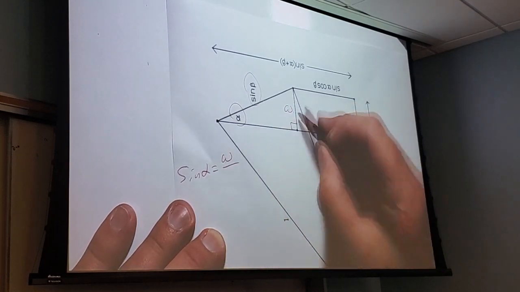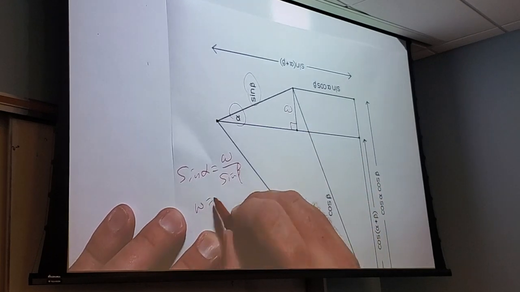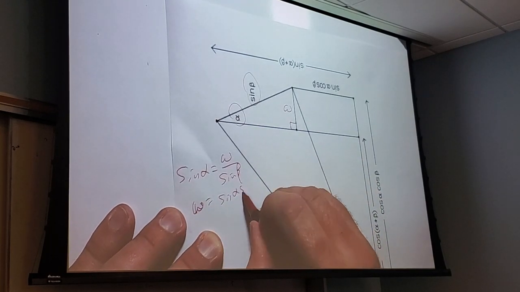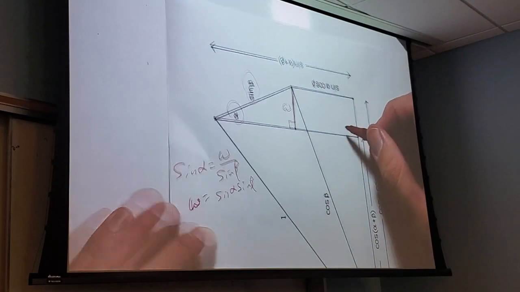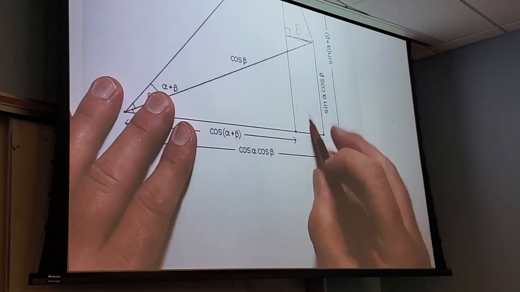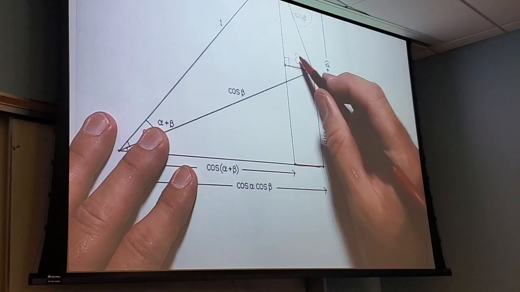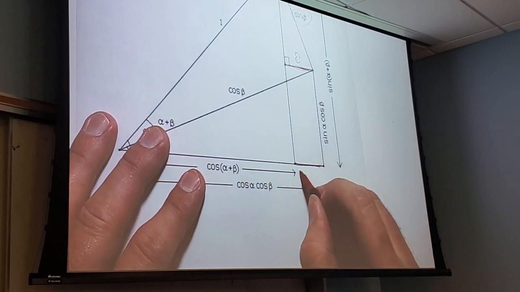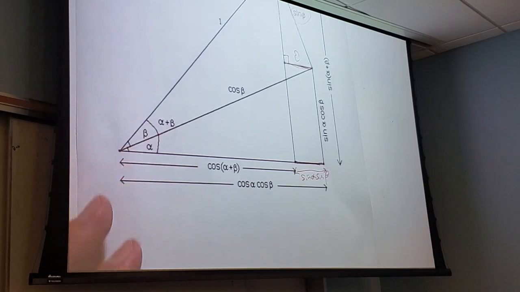W over sine beta, right? Thank you for using W. So what's W? Sine alpha sine beta. That would be this here, right? So isn't this the same as that? Aren't these two the same? This little rectangle here, is that cool? So I'm just going to put it right here. This is sine alpha sine beta. Okay. I got you.